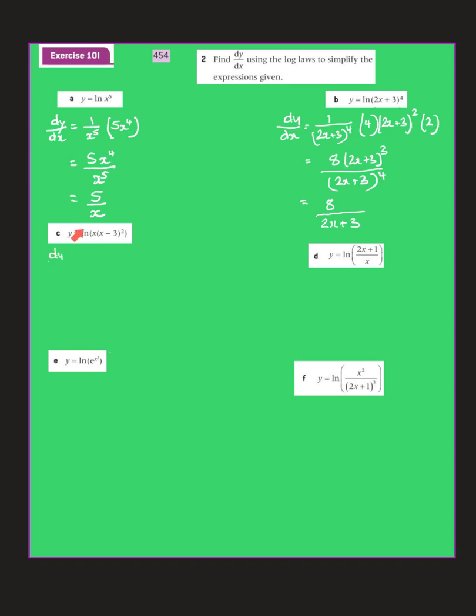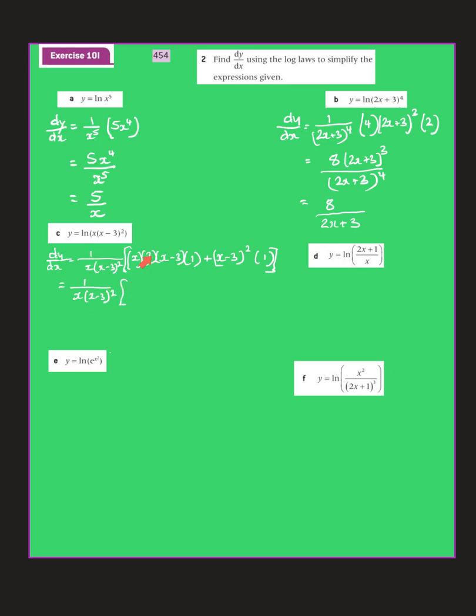Okay, let's have a look at number C. So that's 1 over this one here. So we've got 1 over x times x minus 3 squared, and then we have to use the product rule to resolve that there. We've got x times 2 times x minus 3 times 1. The 1 comes from that x minus 3, that x there. And then plus x minus 3 squared times the derivative of x, which is 1. Okay, that stays the same.